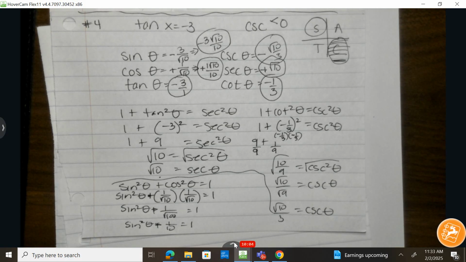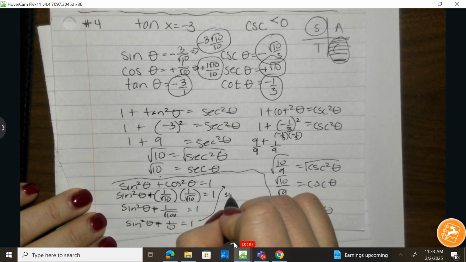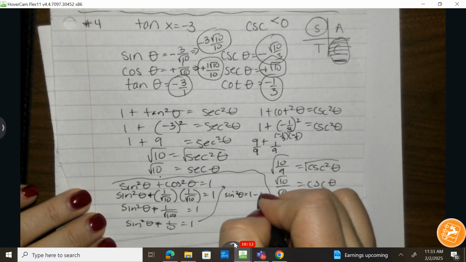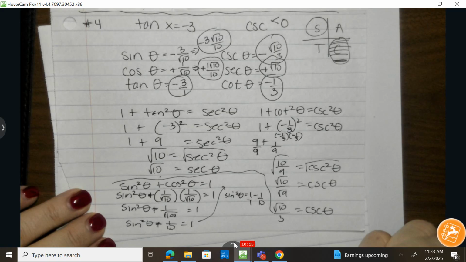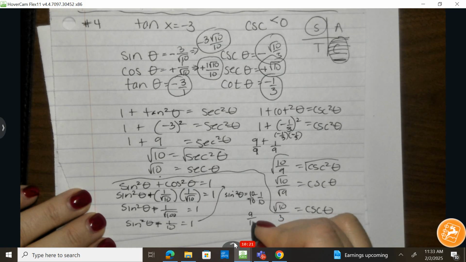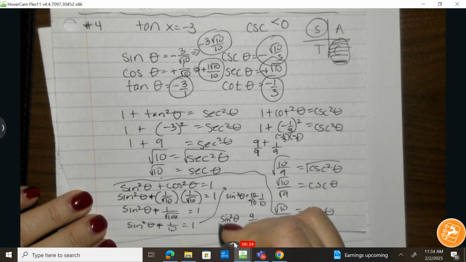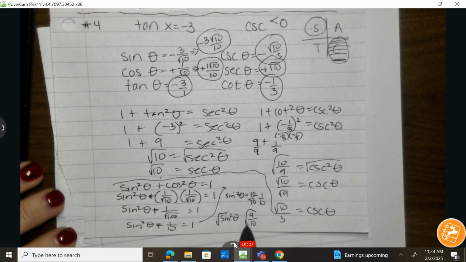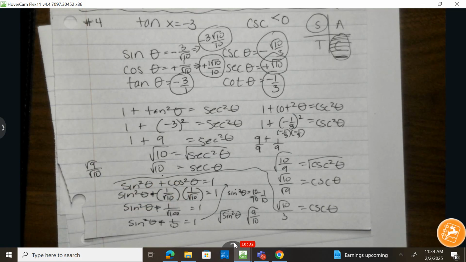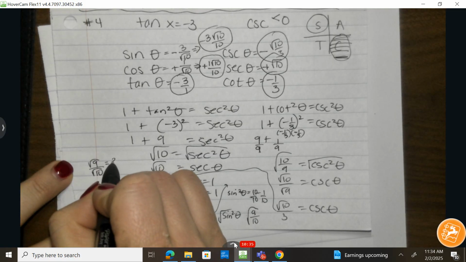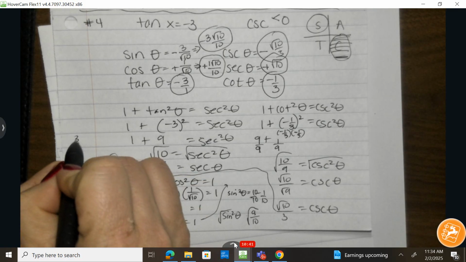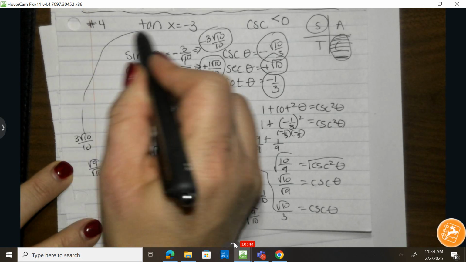And now I need to isolate sine squared. So sine squared theta, I'm going to take this positive 1/10 and move it to the other side by subtracting. And I need a common denominator, and a good common denominator would be 10, so I can transfer 1 into 10 over 10. I ended up with 9 over 10. I take the square root of both, and now I have the square root of 9 over the square root of 10. That's what sine is equal to. Well, this is equivalent to 3 over the square root of 10. Now, it's not in proper form, but we could quickly put it into proper form by going 3 square roots of 10 over 10. And look, that's exactly what I got here.